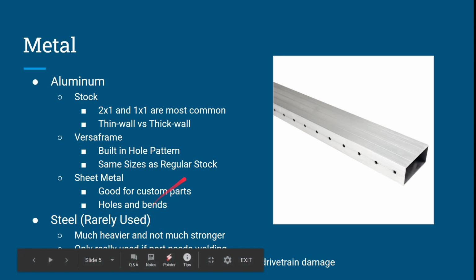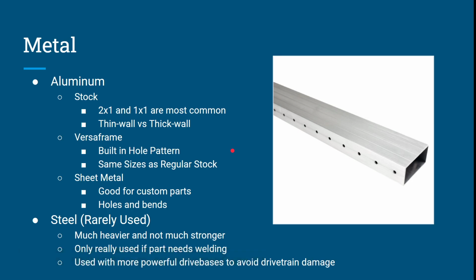And then you have steel, which is not really used, but it's a lot heavier and not a lot stronger. So it's only really used if you need to weld stuff. And even then, you can weld aluminum. We actually have TIG aluminum welding capabilities, but welding aluminum is a little bit trickier, but it is possible to do. So steel is not really used unless you really need some really big strength. Even then, though, you can just get it with thicker aluminum.